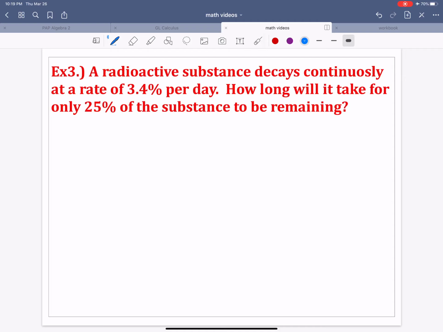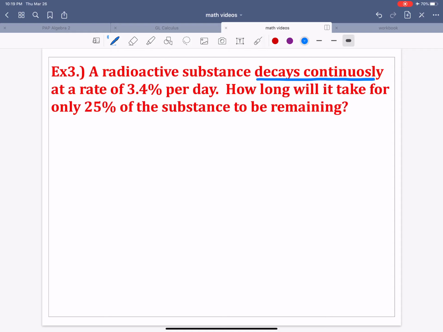So it decays continuously, those are both important words. Decays continuously, both important, at a rate of 3.4% per day. Okay, how long will it take for only 25% of the substance to be remaining? Okay, this is a little weird.